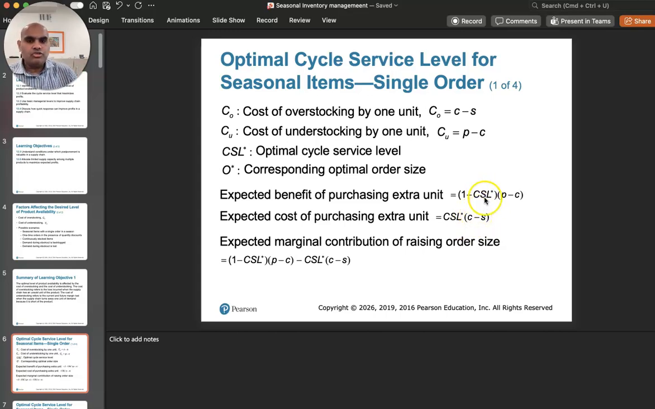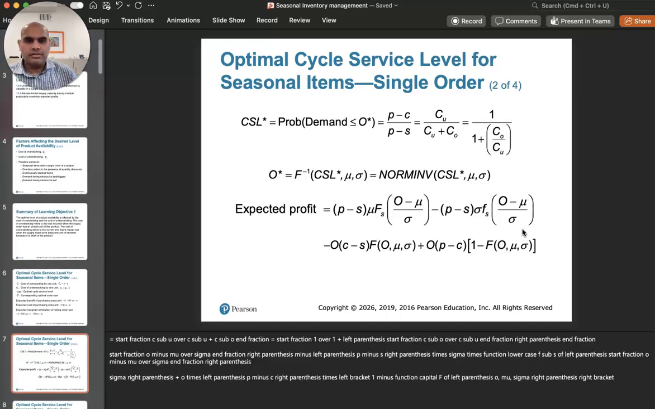So if you set these two costs equal to each other, that's the marginal contribution. If you're setting these two costs equal to each other, you'll be able to calculate the optimal value of cycle service level. The idea here is similar to marginal cost being equal to marginal revenue, and that's essentially what you have.